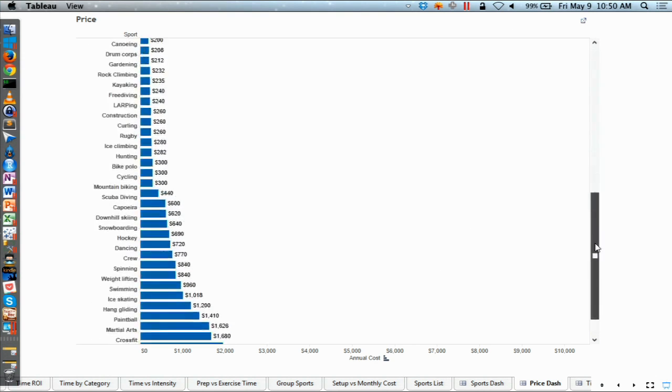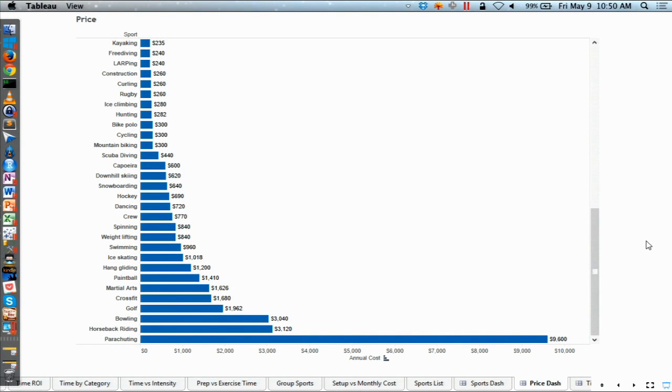And down at the very bottom, we see this giant outlier, which is parachuting. It turns out it's extremely expensive if you want to go jumping out of planes, because planes are expensive. Also, nobody in their right mind uses a parachute that isn't packed professionally. And that's expensive as well. So there's a couple of outliers, and these aren't that surprising. Parachuting is extremely expensive. Horseback riding is very expensive. And unless you happen to build a bowling alley, bowling is extremely expensive.